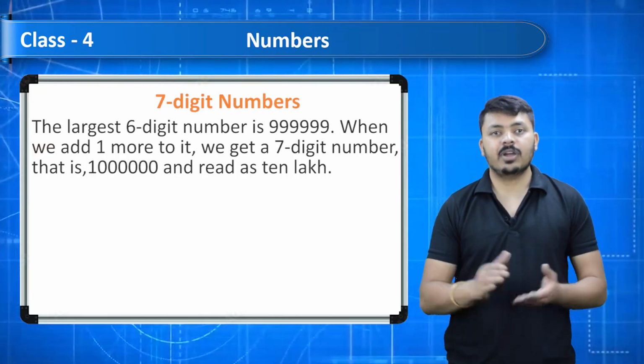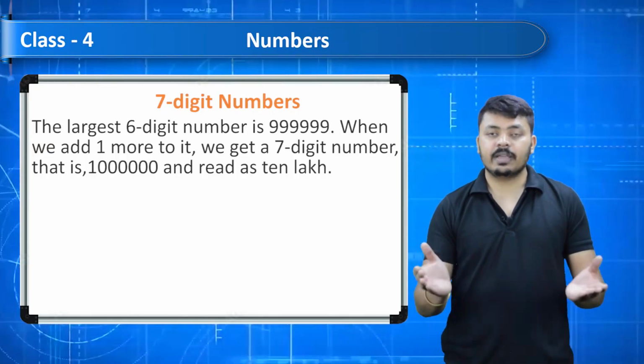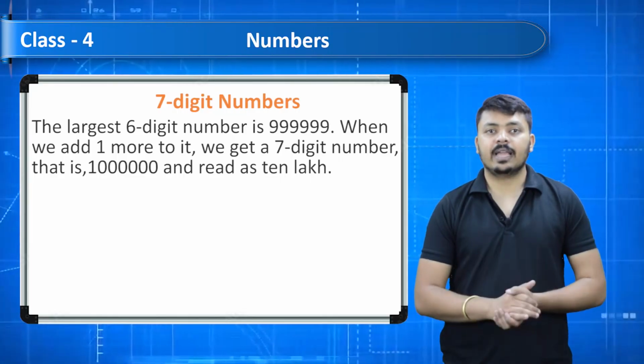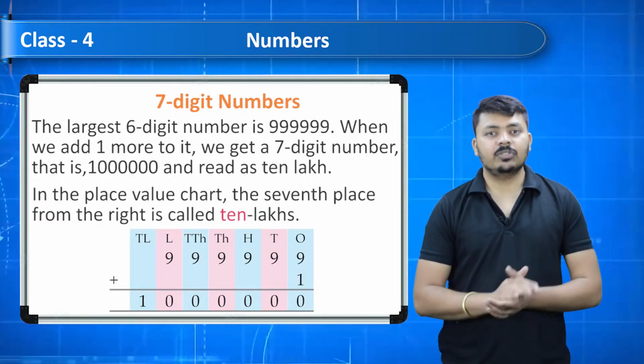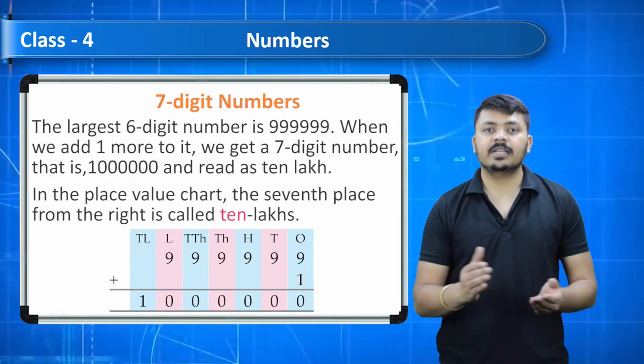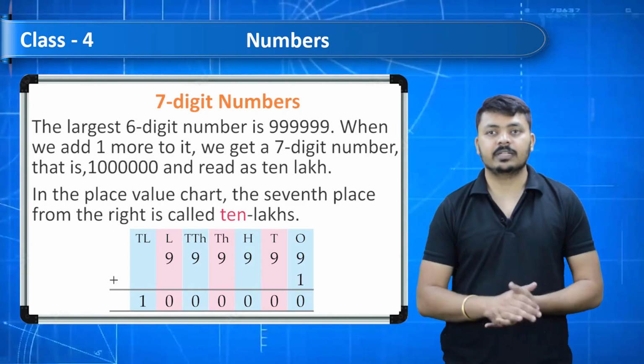7-digit numbers. The largest 6-digit number is 9,99,999. When we add one more to it, we get a 7-digit number, that is 10 lakh, read as 10 lakh. In the place value chart, the 7th place from the right is called 10 lakh. You can see here.